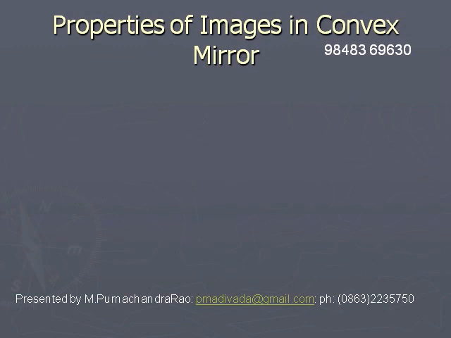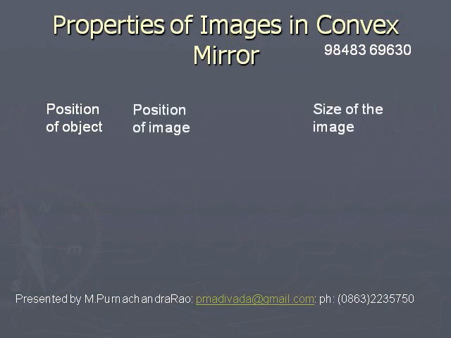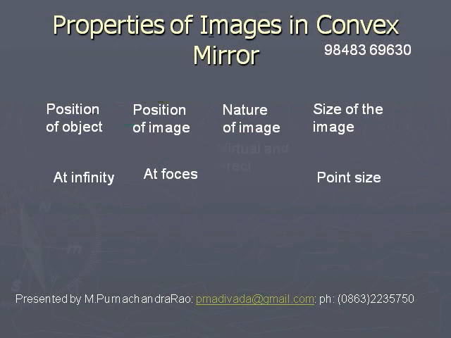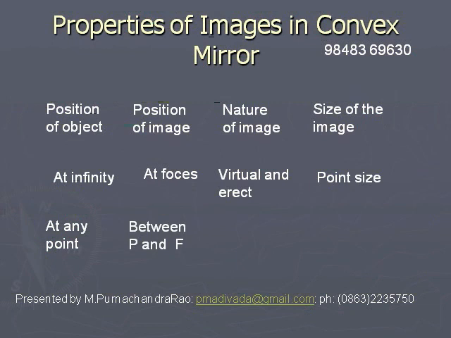The results of the experiments in convex mirror are written in a tabular form. Table 10.2: position of the object, position of the image, size of the image, nature of the image. When the object is at infinity, the image is formed at the focus behind the mirror. It is highly diminished, point size image. It is virtual and erect.